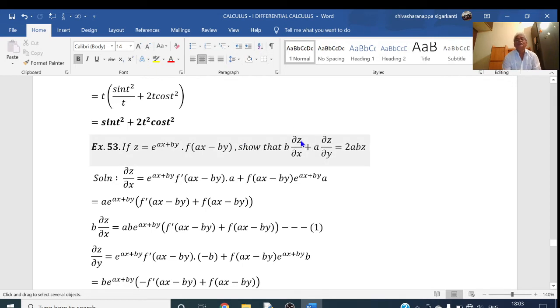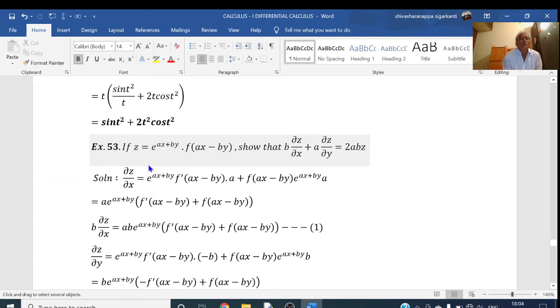Show that b into dou z by dou x plus a into dou z by dou y is equal to 2abz. So to prove this, what we need to do is just find dou z by dou x and dou z by dou y, and consider the left hand side, substituting here, then we get it is equal to 2ab into z. Okay, so that is given here.